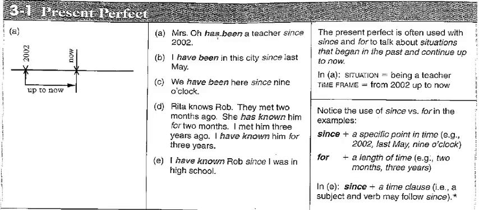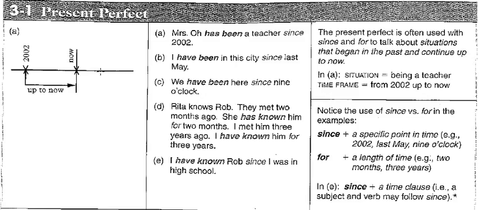So, for example, Mrs. O has been a teacher since 2002. In 2002, Mrs. O began teaching. She's still teaching now. So she has been a teacher all of this time. This verb tense gives you the power to describe not only something in the past, but something that began in the past and has a relationship to what's going on now.